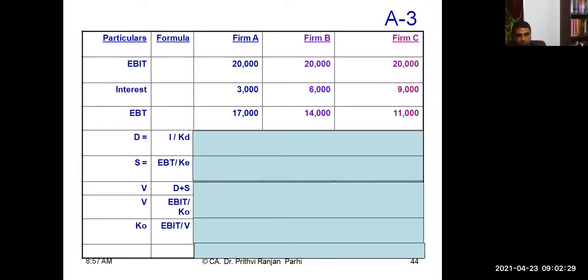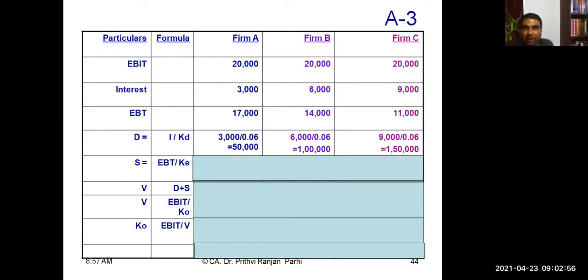How much is it in case of farm A? 50,000 is coming. Farm B, 1 lakh. Farm C, 1.5 lakh. Okay. So this is the amount of debt: 50,000, 1 lakh, and 1 lakh 50,000. All of you understood this? Yes or no? Yes, sir. Okay.